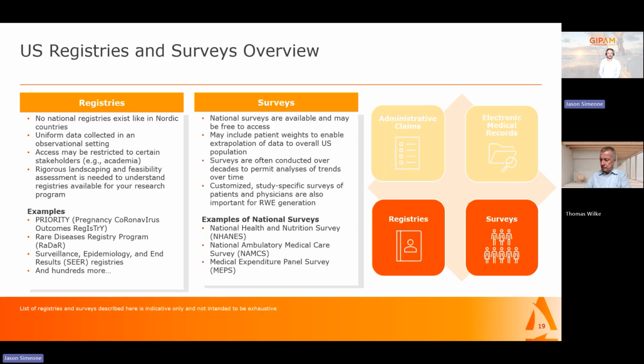And at the bottom, I've highlighted some examples of national surveys here in the United States. NHANES is one that has been going on for decades. NAMCS covers ambulatory medical care. And the MEPS database captures information on the types of medical expenditures that are happening at the provider and family level.